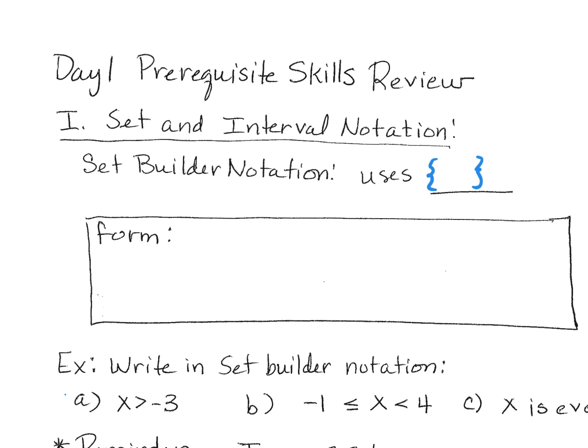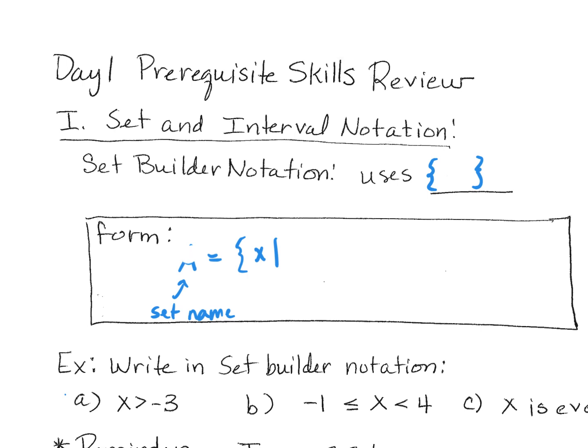Set builder notation uses scroll brackets, okay? The form of set builder notation is going to be the name of the set equals, and then there'll be a bracket. The variable, like x, a lot of times we're doing the domain, so it's x. If we were talking about set builder notation for the range, we would use what? It's not a trick question. If domain is x, then range is what? Yeah, y. Thank you.